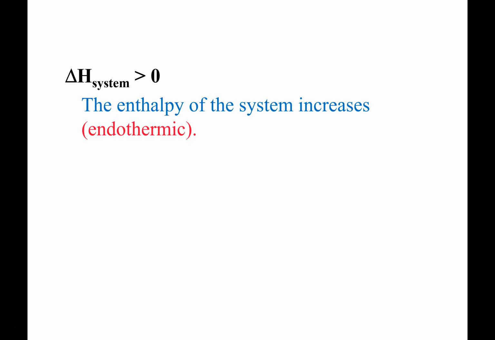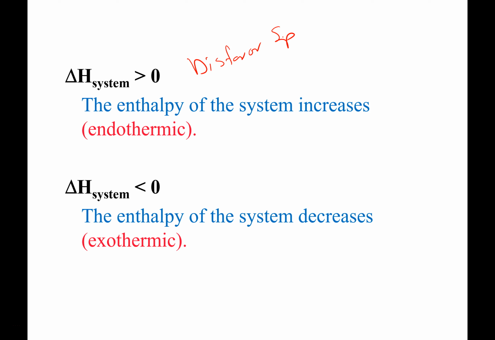Okay, we talked about these before. Positive delta H means it is endothermic, and that's the opposite of what Mother Nature wants to do. So this will disfavor spontaneity. And then negative delta H, we said, is exothermic, and that would be the dispersion of energy, and that favors spontaneity.